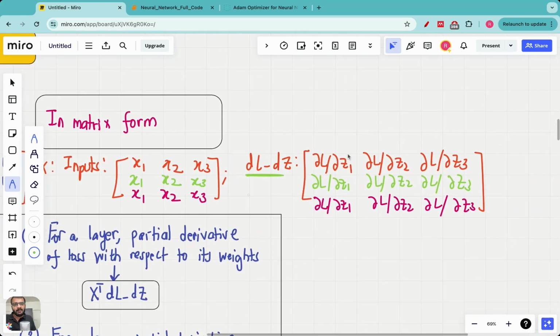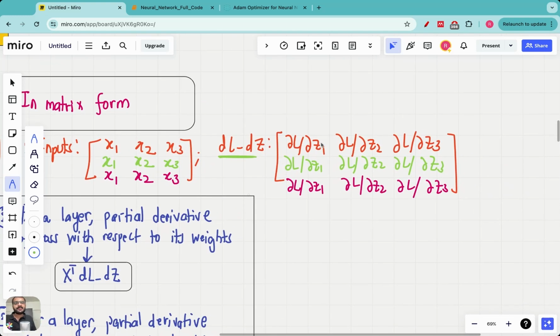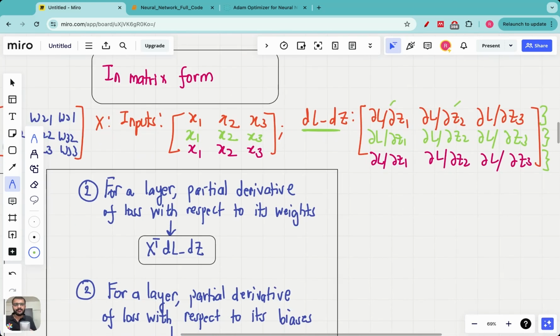And then we have another matrix which is dL/dZ, the partial derivative of loss with respect to the layer outputs. Again we have three batches, so the first batch is the first row, the second batch is the second row, and the third batch is the third row. Remember, these values are given by the partial derivative of loss with respect to the inputs of the next layer, which we would have already computed before coming to this layer.